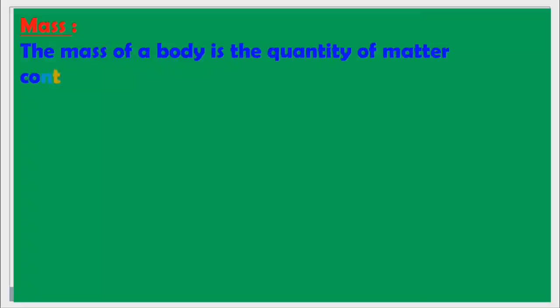What is mass? The mass of a body is the quantity of matter contained in it. If you observe any object, if you take any body, it will contain some matter. The quantity of matter contained in it is called the mass of the body.